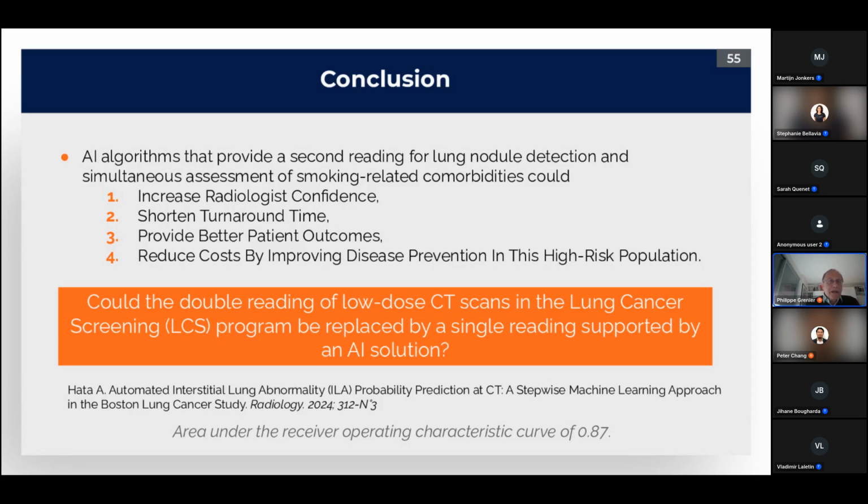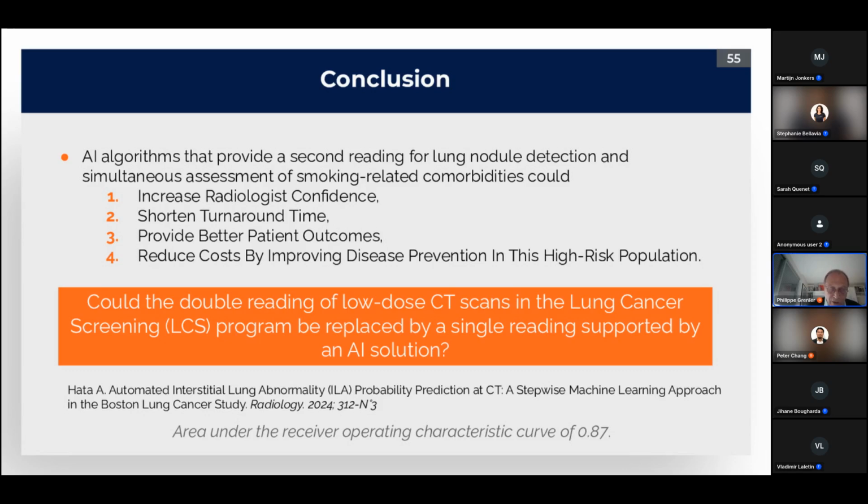So, in conclusion, AI algorithms that provide a second reading for lung nodule detection and simultaneous assessment of smoking-related comorbidities could increase radiologists' confidence, shorten turnaround time, provide better patient outcomes, and reduce costs by improving disease prevention in this high-risk population. So this raises the following question: could the double reading of low-dose CT scans in the lung cancer screening program be replaced by a single reading supported by an AI solution?